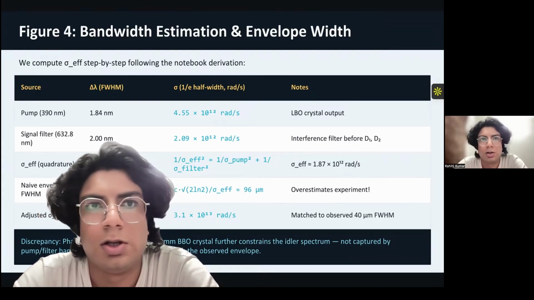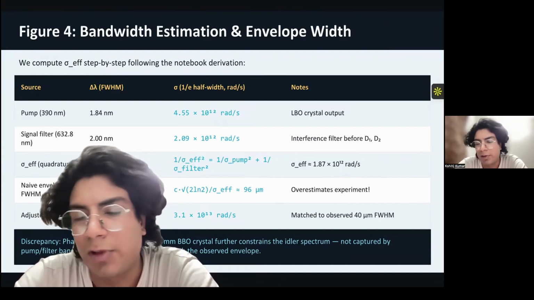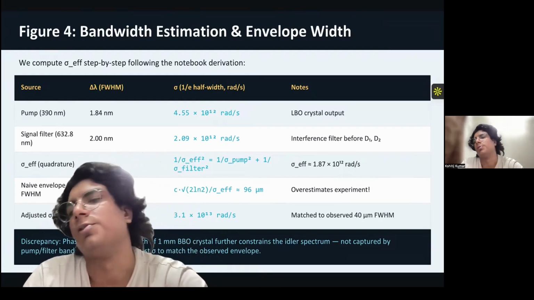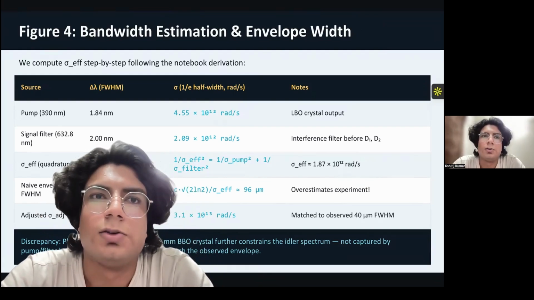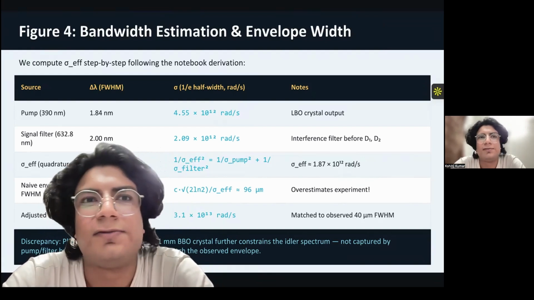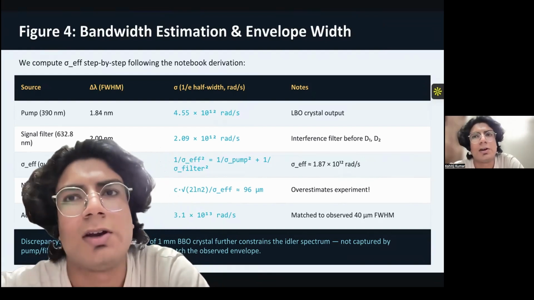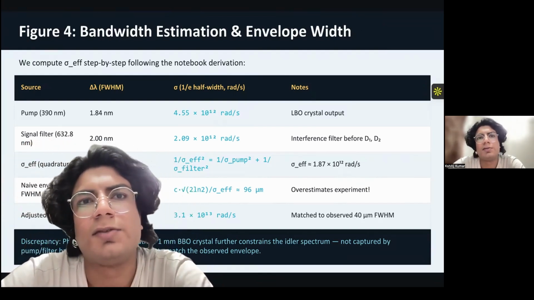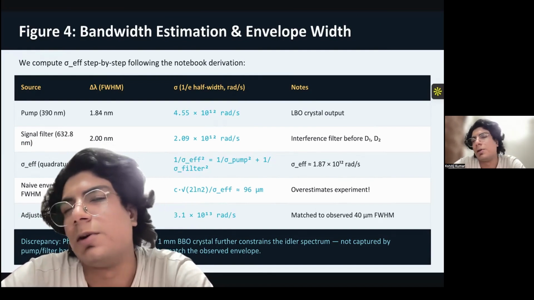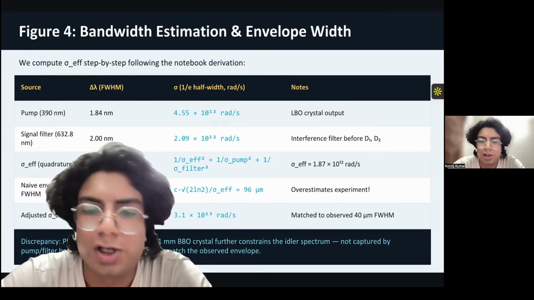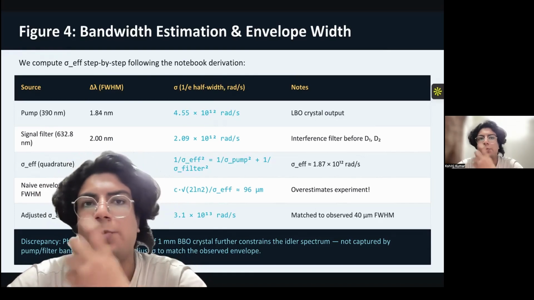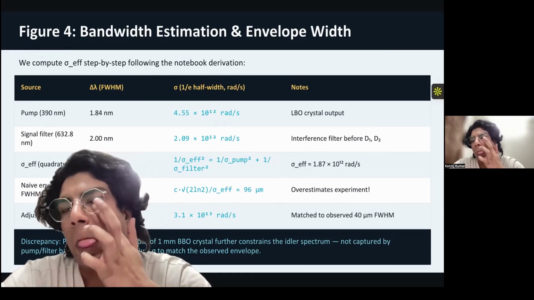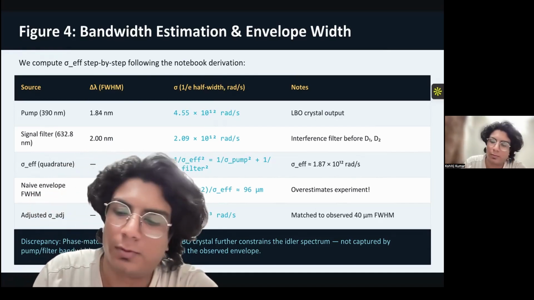In a sense, it ignores the phase matching bandwidth constraint of the 1 millimeter BBO crystal itself. What this does is further restrict the actual spectrum of the idler photons to accurately simulate the experimental reality. We have to adjust our sigma to 3.1 times 10 to the power 13 radians per second. That actually perfectly matches the 40 micrometer envelope and shows how the physical crystal produces our quantum states. Okay, so this is all in the slide.